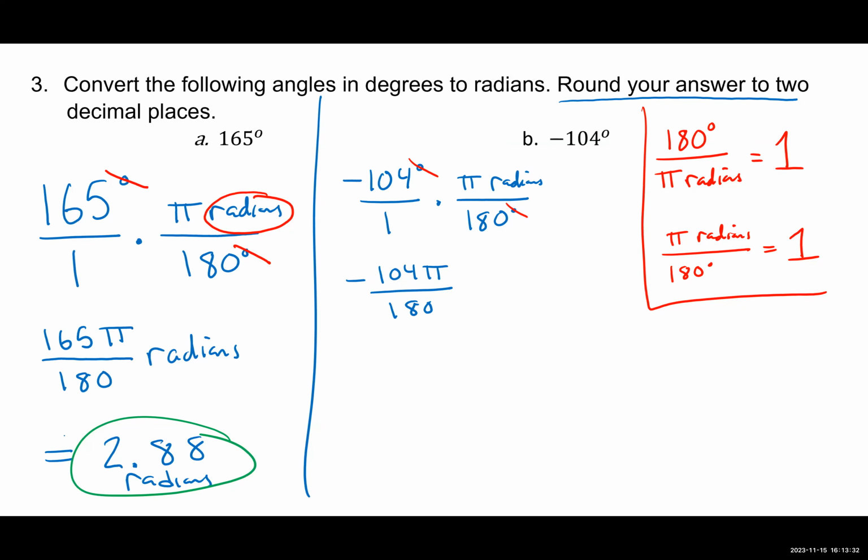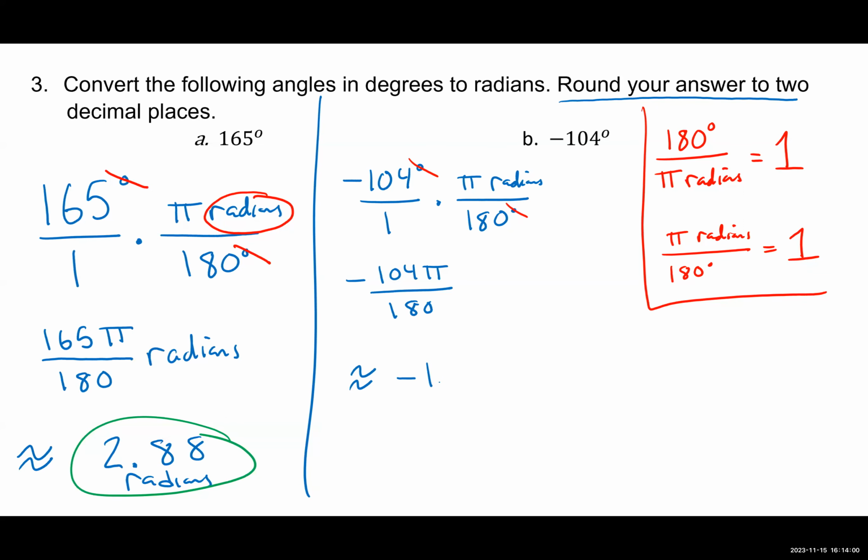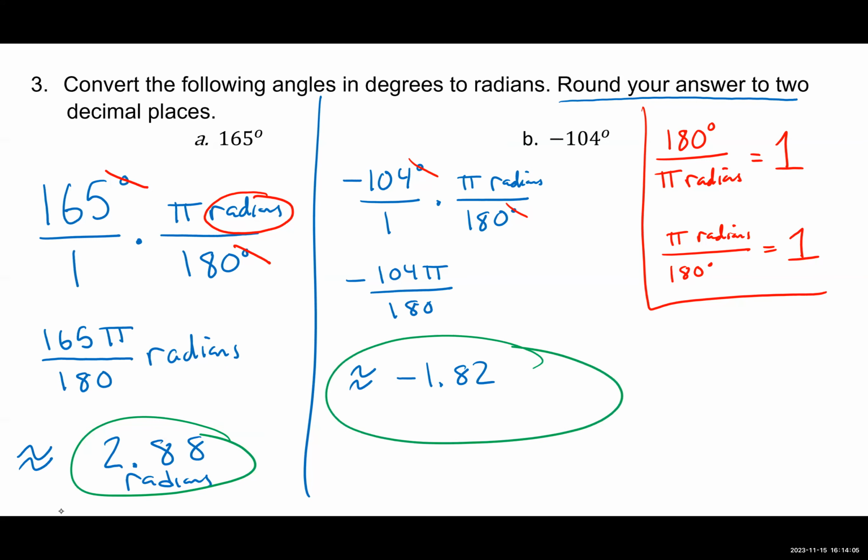I shouldn't be using an equal sign. I should be using an approximately equal sign. Because when we calculate this, it's not negative 1.82, it's negative 1.815142422... And so if we're rounding, we're slightly changing the number. So it's approximately equal to negative 1.82. Negative 1.82 what? Well, radians. We're converting to radians.